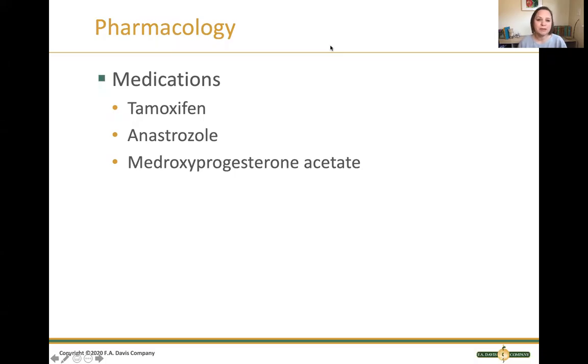There's 3 pharmacology medications you should know about breast cancer, and since breast cancer is a hormone-induced cancer, all 3 of these medications work to suppress estrogen, as estrogen increases breast cancer. So tamoxifen, anastrozole, and medroxyprogesterone all suppress estrogen in the body.